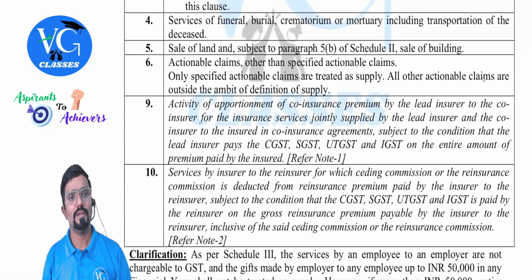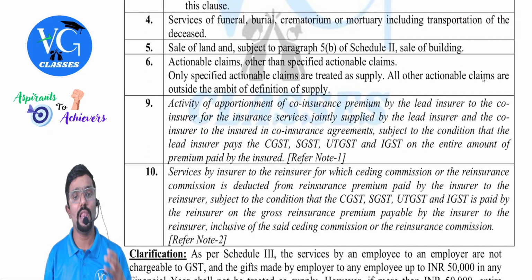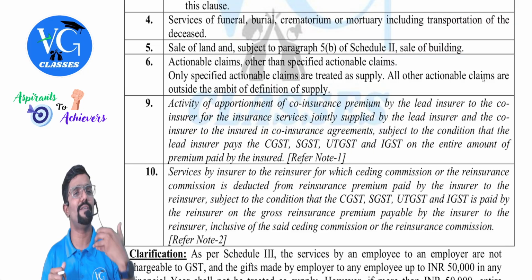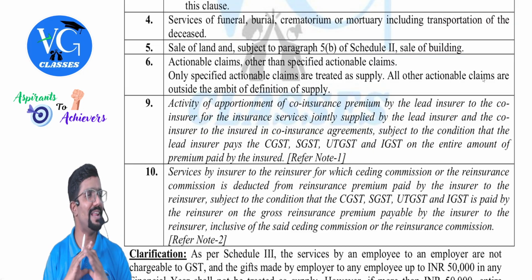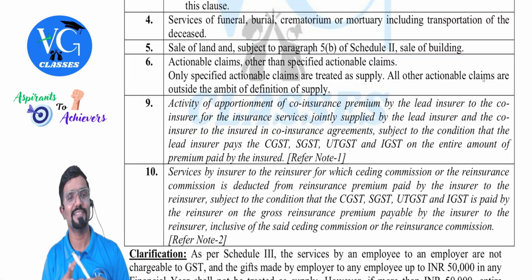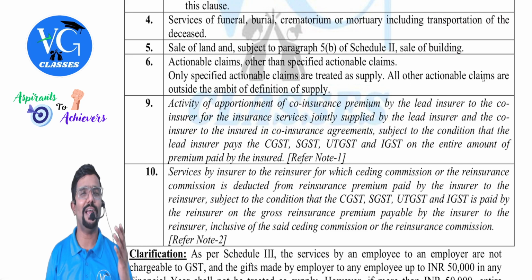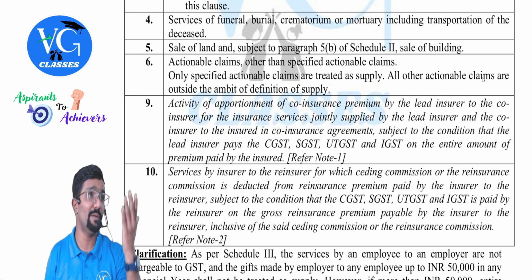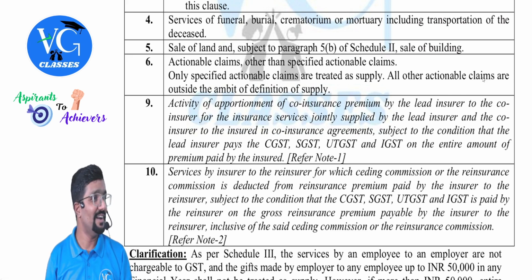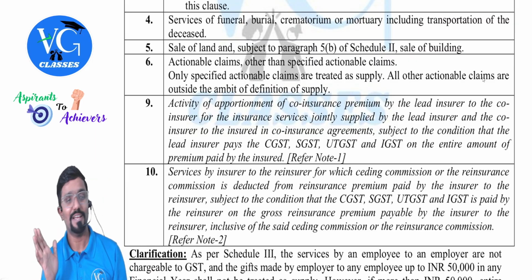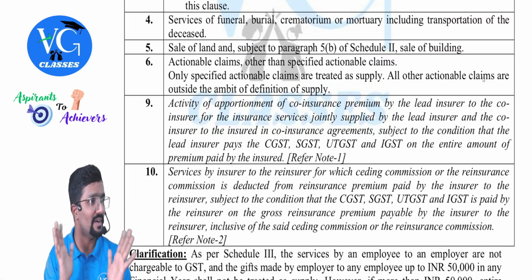Next, fourth one. Services of funeral, burial, crematorium or mortuary, including transportation of deceased. Guys, this is the service which is taken at the time of death. So they told we will exclude it from GST, because assume at the time of death you have taken any of these services, and on that they are charging GST also. How bad you will feel, or the family members will feel, about government. Correct? On death also, on the services on death also, you are charging GST. So that is why government thought, okay, let us keep it outside.